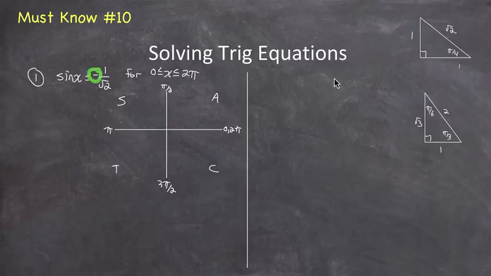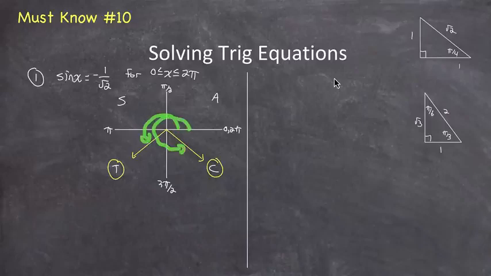Since the sine ratio is negative, I know sine ratios are negative in two quadrants, in quadrant 3 and in quadrant 4. So I will place a terminal arm in both of those quadrants. In order for the angles that get to these terminal arms to have the same sine ratio, I know that those terminal arms must have the same reference angle.